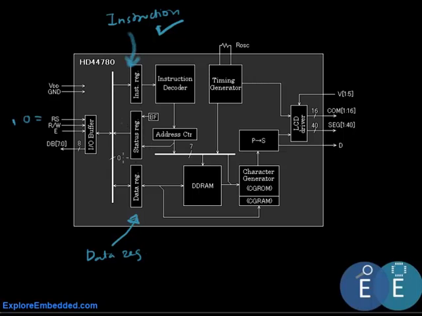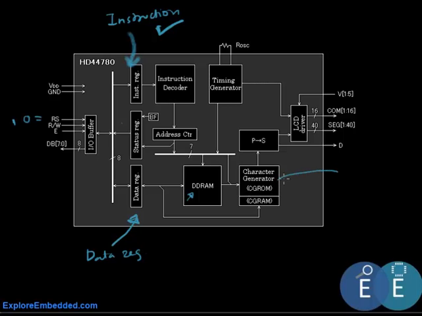Now we'll discuss the status register and the busy flag a little later, and so the most important part from a user's point of view is the DDRAM and the CGROM and CGRAM. Now DDRAM is a temporary storage memory which is mapped with the actual LCD. We will discuss the DDRAM in detail. Basically, whatever characters have to be displayed on the LCD panel are stored here temporarily.